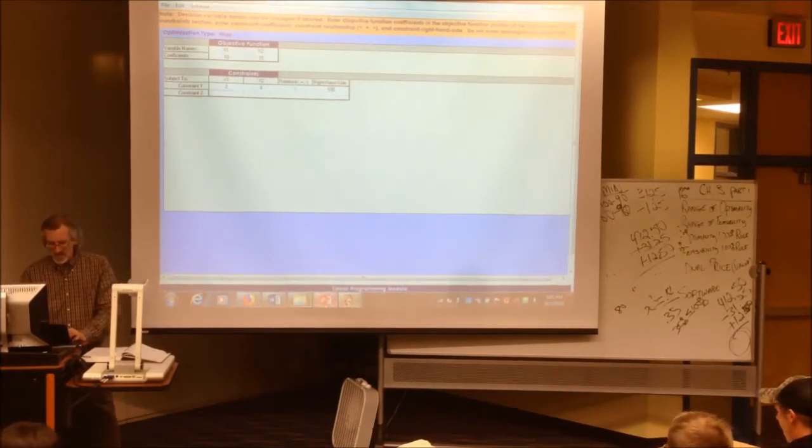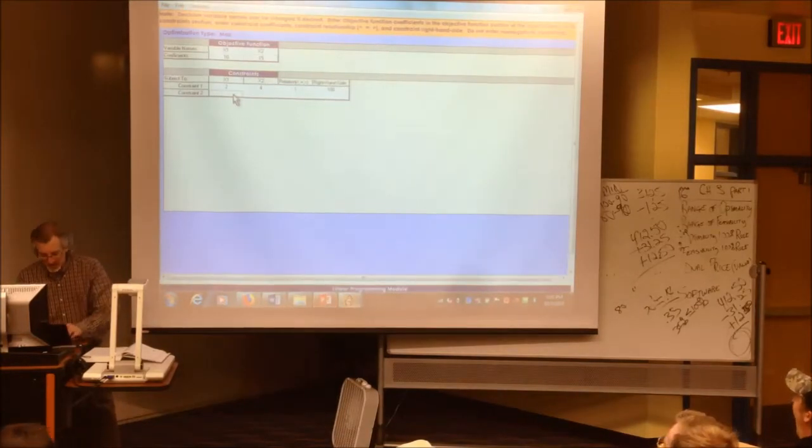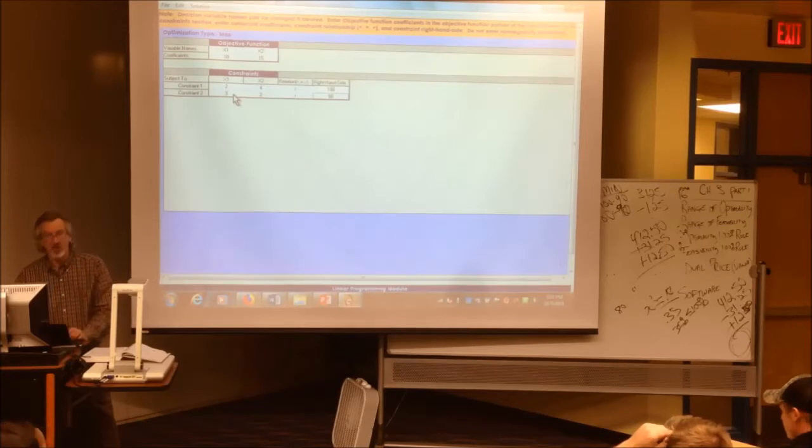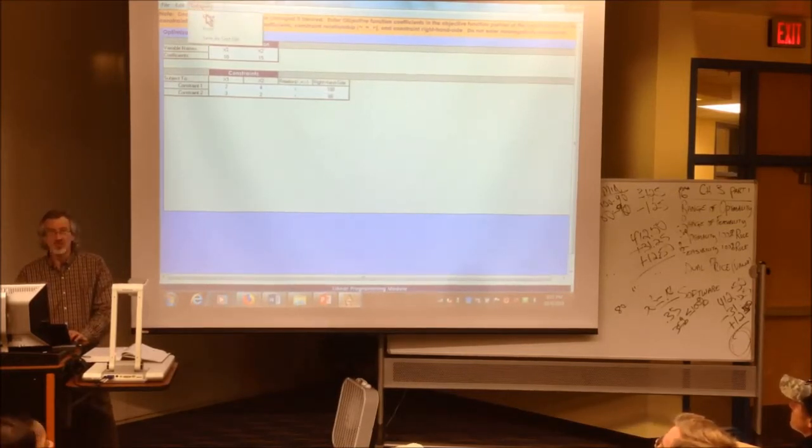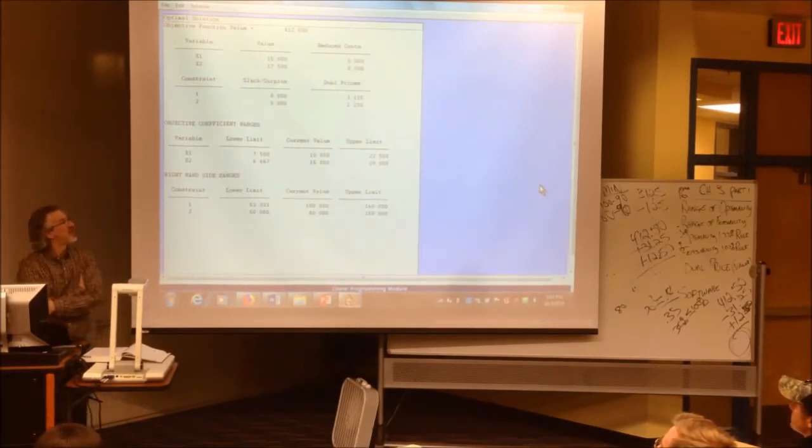The next constraint has 3, 2, less than 80. Look good? Any errors? Solution. Solve. Does the output look familiar? It's the one we've been using this whole lecture.